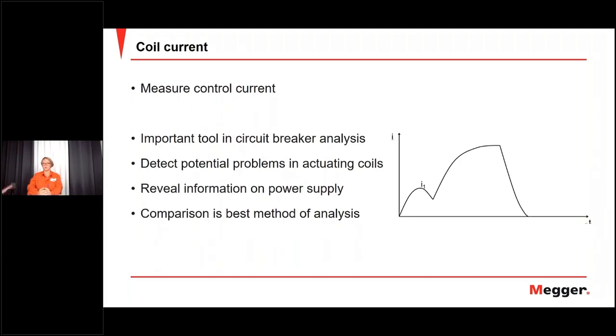Okay, coil current. That's something which is normally measured automatically in an analyzer today. So you measure the current needed for the operation in the coil circuit. And it reveals detailed information, really useful. It, of course, detects problems in the coils, but it can also give you information about the supply and details about parts of the mechanism.